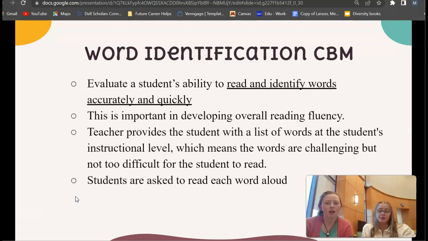Another important CBM is word identification. This evaluates the student's ability to read and identify words accurately and quickly. This is important for developing overall reading fluency.